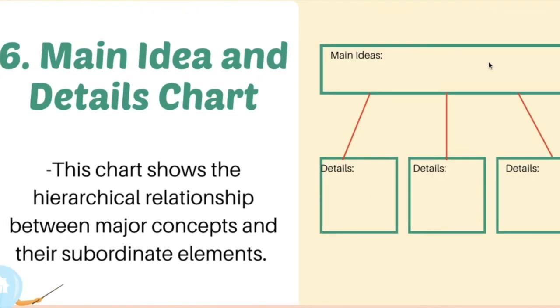Next, we have number 6. Main idea and details chart. This chart shows the hierarchical relationship between major concepts and their subordinate elements. As you see on our example of the main idea and details chart, we have the main ideas on the top, then below we have the details of the main idea.